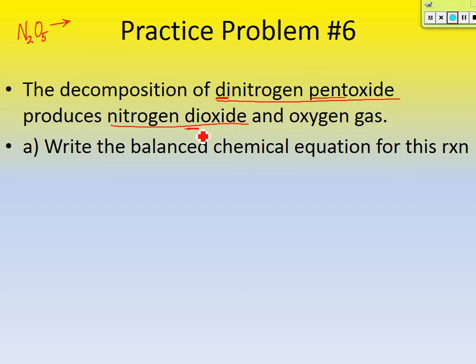What does di mean? 2. Now this one doesn't have a prefix for the nitrogen, so what does that mean? It's just 1. So this is N1. Do I need to write a 1? No, it's implied in chemistry. Dioxide is O2. What do I write for the sign between them? A plus sign. Good. So we plus oxygen gas.